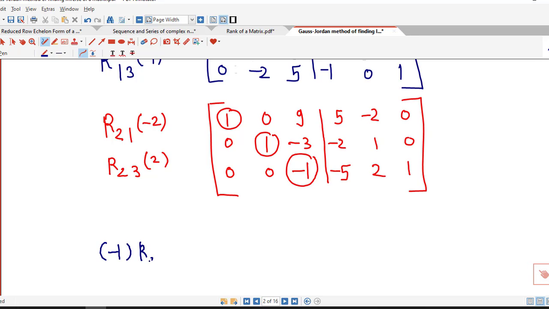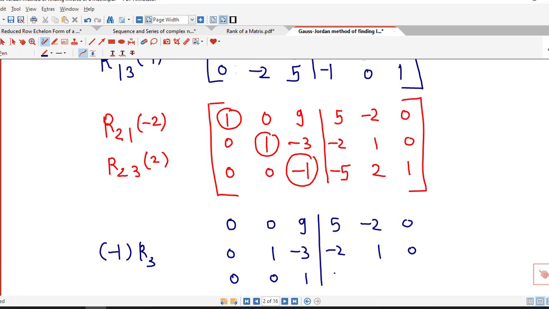So to make it 1, we multiply third row by minus 1. So only third row will change. 0, 0, 9, 5, -2, 0. And we write first two rows as it is, -2, 1, 0. We multiply each entry of third row by minus 1. So here -5 into -1, 2 into -1, and here -1.